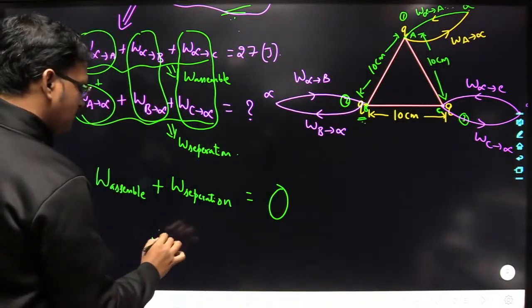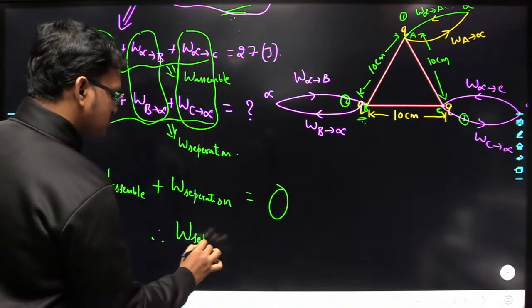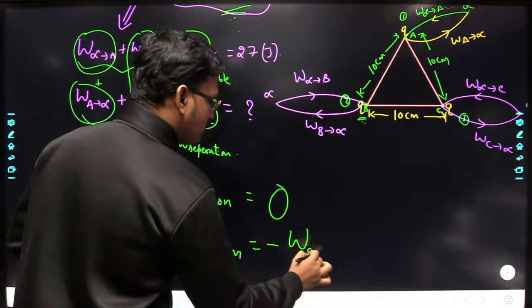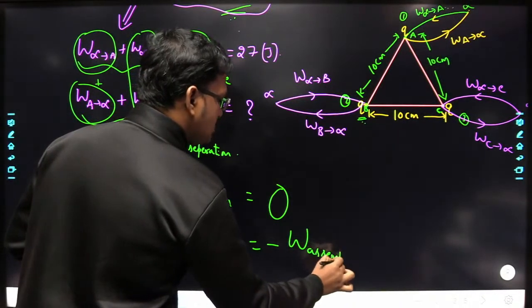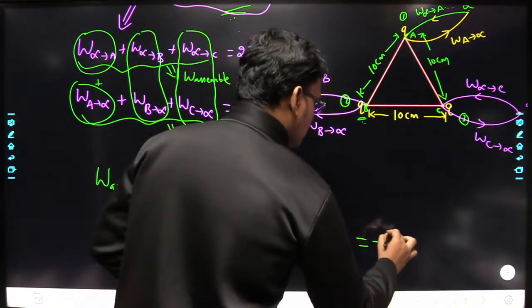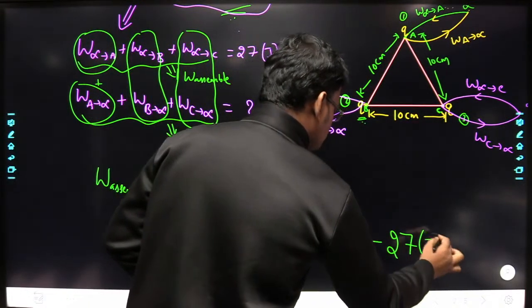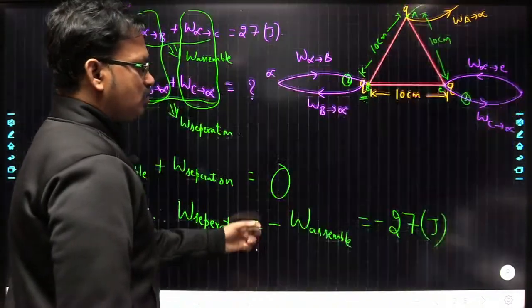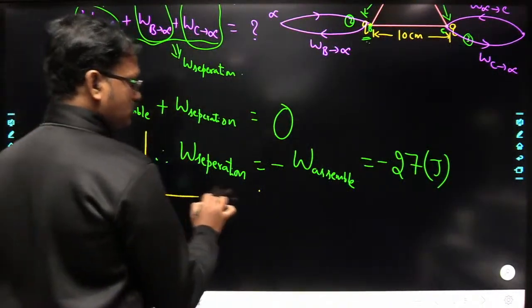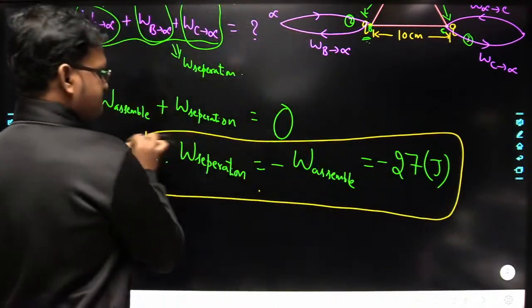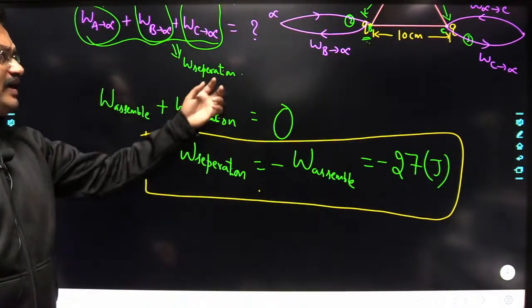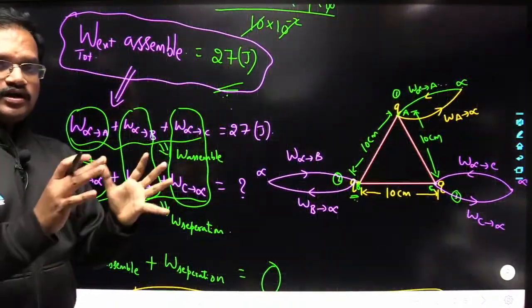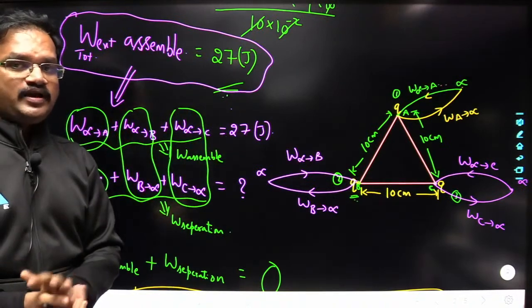So therefore the work done in order to separate the charges here must be equal to minus of the work done to assemble the charges. So that is equivalent to minus 27 joules, right? So this must be equal to minus 27 joules. Understood? Okay, so we can directly tell here that because the work done to assemble is 27 joules, the work done for separation is nothing but minus 27 joules.